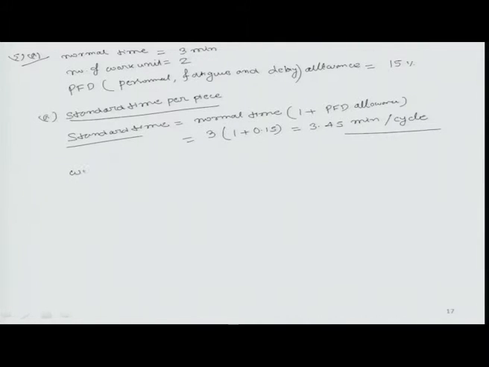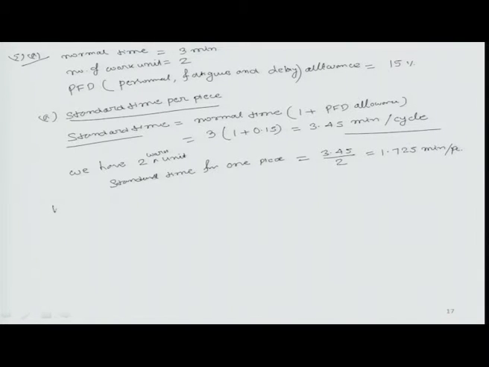But we have 2 work units, then the standard time for one piece will be equal to 3.45 divided by 2, that is equal to 1.725 minutes per piece.